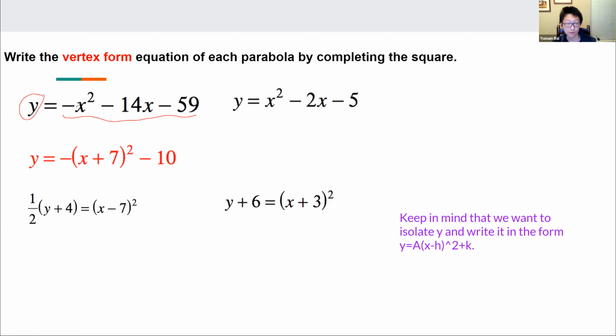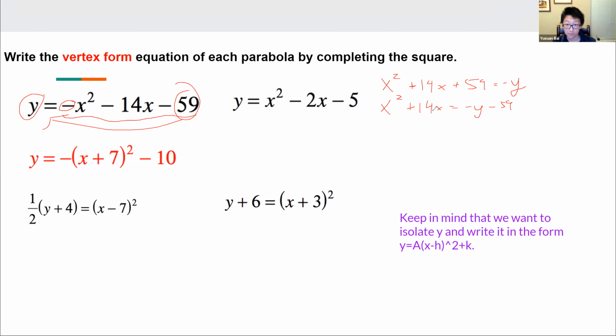And the first thing we have to do, as always, is make this coefficient just positive 1. So right now it's negative 1. We write over here that we divide both sides by negative 1. So it would become x squared plus 14x plus 59 is equal to negative y, because you're dividing both sides by negative 1. And now the second step is to move this constant over to the other side. So this would be x squared plus 14x is equal to negative y minus 59.